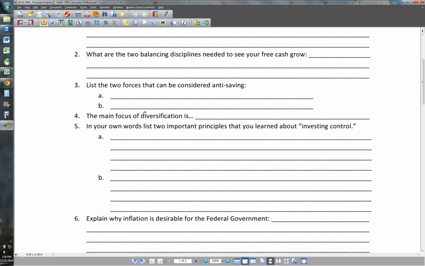Diversification is not because you're going to get a higher return per se. The higher return might be if you just poured it all into one. The trouble is, you pour it all into one, your risk goes way up. And so diversification really is about the management of risk.